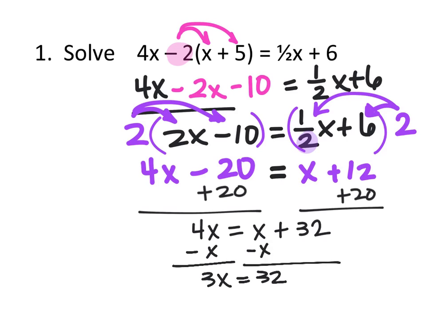And the last thing that we're going to do is divide by that coefficient, and we get 3 divided by 3 is 1. Anything divided by itself is 1, and 1 times anything is itself, so that leaves us with x equals 32/3. That cannot be simplified. 32 and 3 share no common factors. We want to leave it as an improper fraction, and so we are actually done.